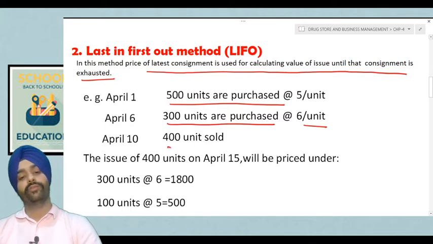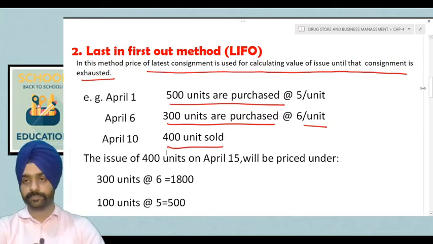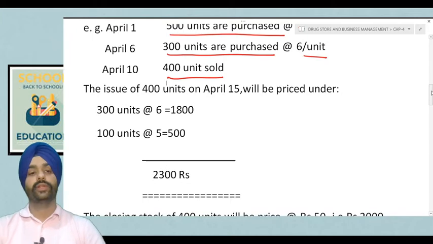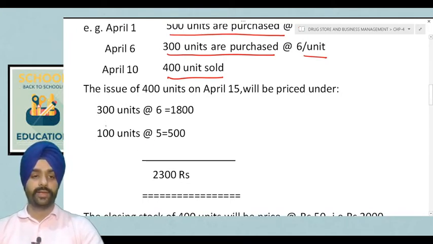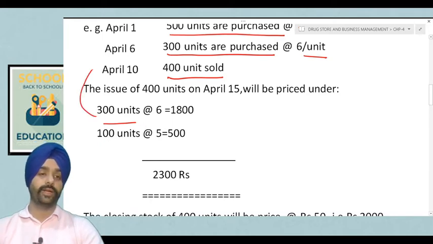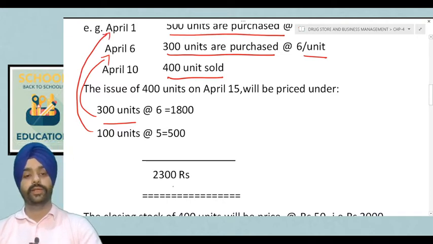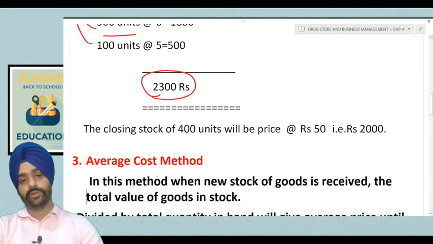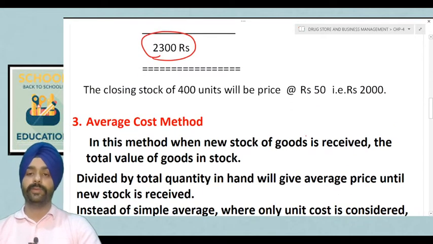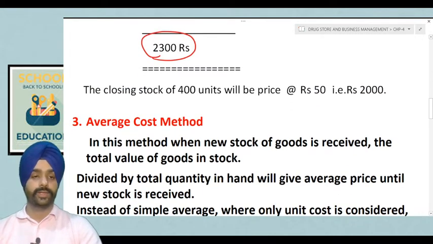On 10th of April 400 units were sold. So to issue 400 units, 300 from the latest one and 100 from the first one of April 1st. The cost will be 2300 rupees. The closing stock of the remaining 400 will be at rupees 5, that is 2000.